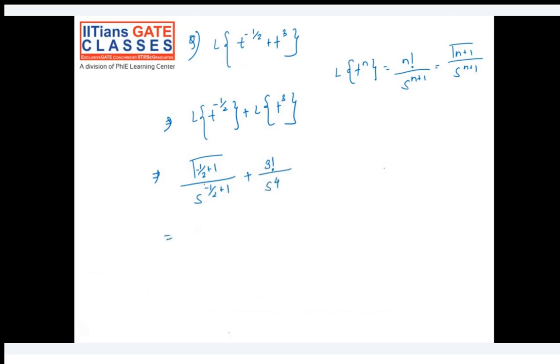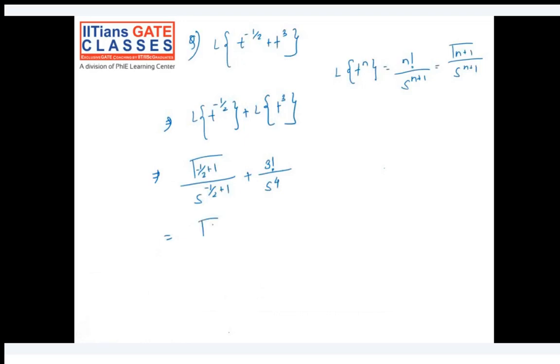So here what will it be? It will become gamma 1 by 2 divided by s raised to the power 1 by 2, plus 3 factorial, which is 6, divided by s raised to the power 4. Gamma 1 by 2 is root pi, so root pi divided by s raised to the power 1 by 2 plus 6 by s raised to the power 4. This is the final answer.